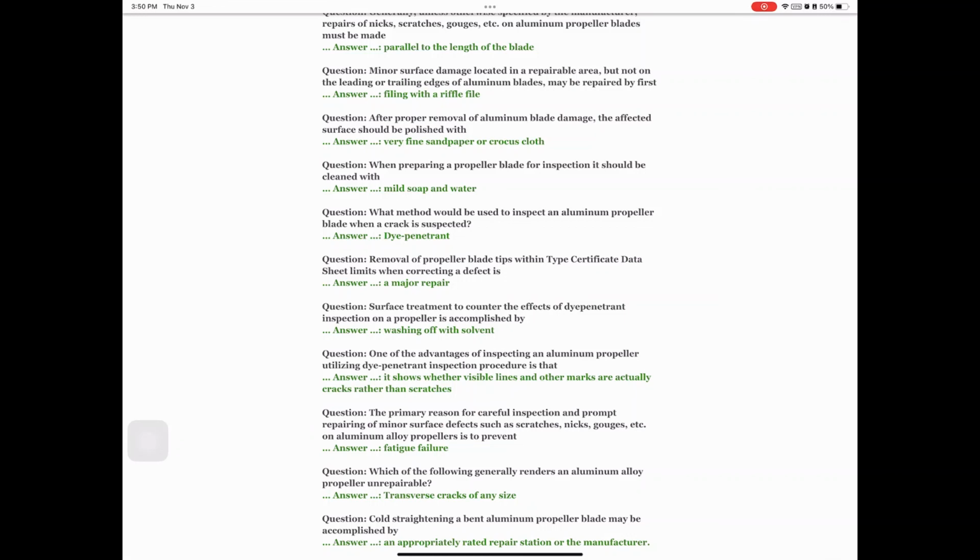Question. The primary reason for careful inspection and prompt repairing of minor surface defects such as scratches, nicks, gouges, etc., on aluminum alloy propellers is to prevent? Answer. Fatigue failure. Question. Which of the following generally renders an aluminum alloy propeller unrepairable? Answer. Transverse cracks of any size. Question. Cold straightening a bent aluminum propeller blade may be accomplished by? Answer. An appropriately rated repair station or the manufacturer.